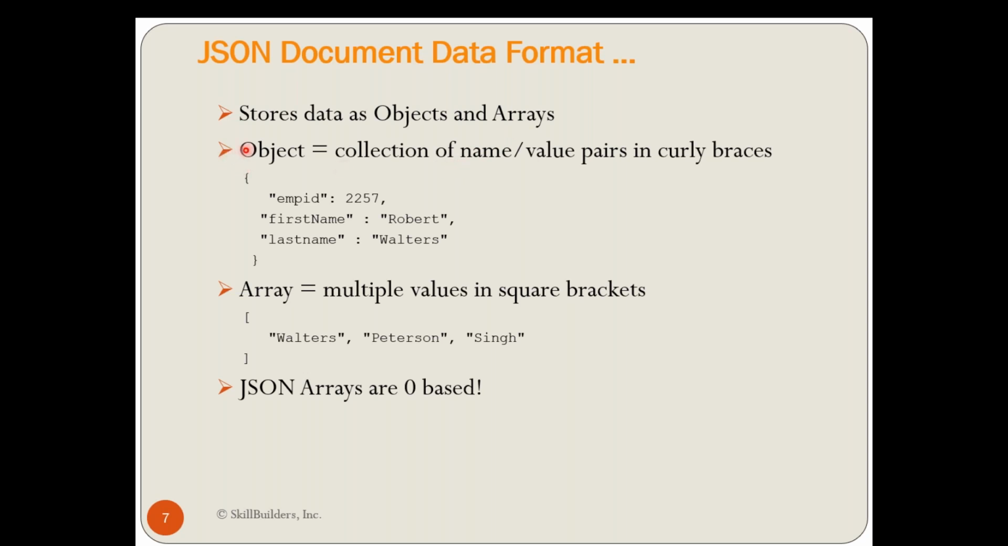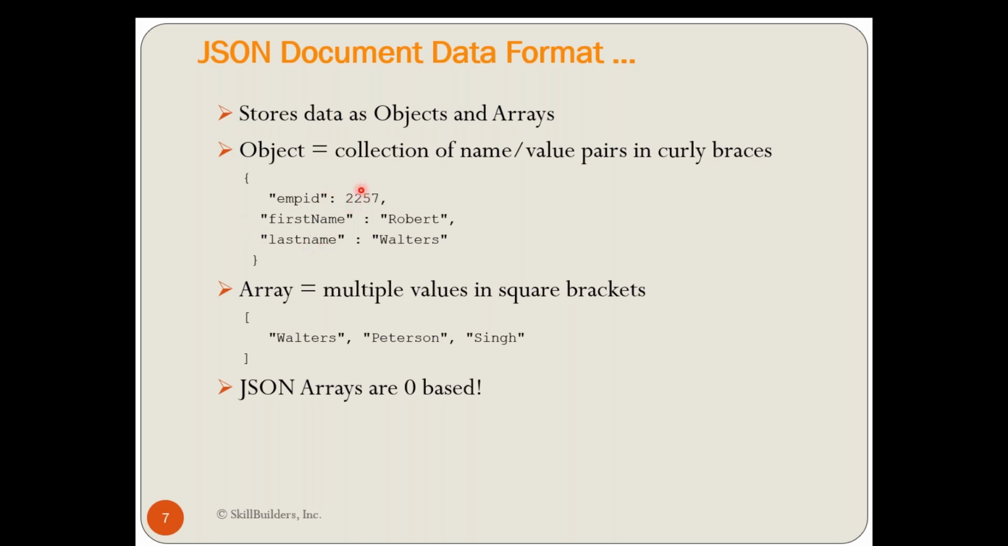First one is an object. What does a JSON object look like? Remember, it's a character string. It's a character string that starts with an open curly brace and ends with a closed curly brace, and it has a collection of name value pairs separated by commas. So this object has three name value pairs. Emp ID is the name, the value is 2257. First name is the name, the value is Robert, and so on. And you can have as many of these name value pairs as you want.